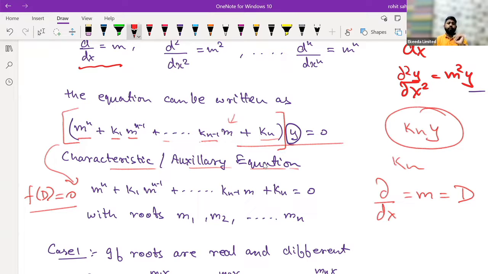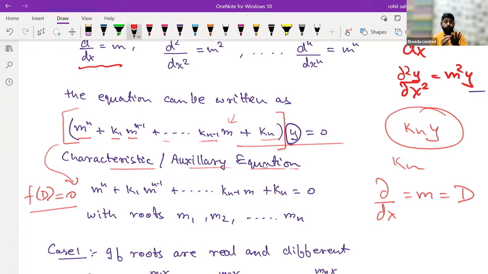So possibly we can also find the roots. These roots may be real, or real and equal, or they can be, let's say, complex roots. So there are different possibilities. These are the types of roots you can expect here.